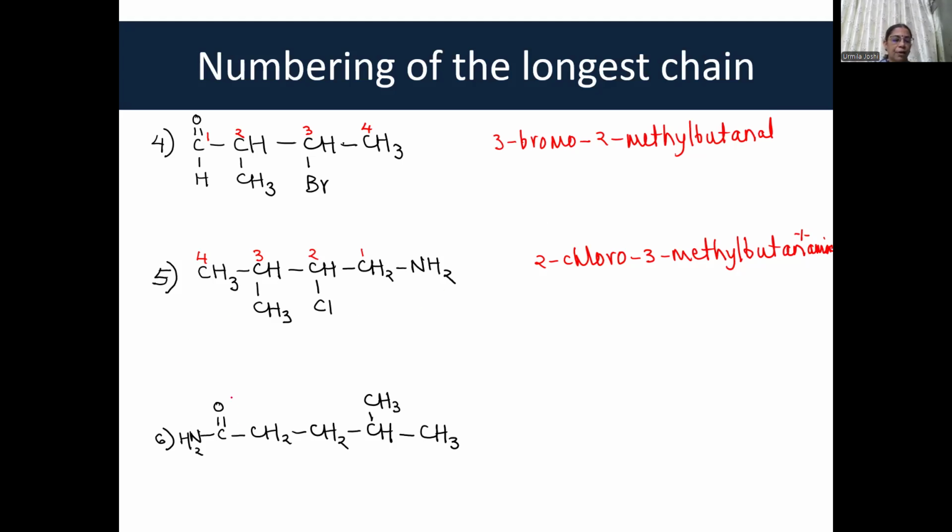Now here, the functional group is amide. Okay, so you start numbering such that the functional group gets the lowest possible number. We are numbering only carbons, remember, we are not numbering the nitrogen. This is pentanamide, correct? And it is 4-methyl pentanamide. Okay. The next.